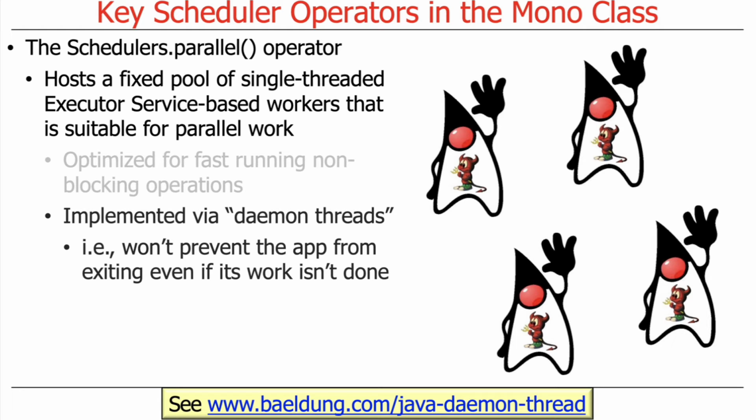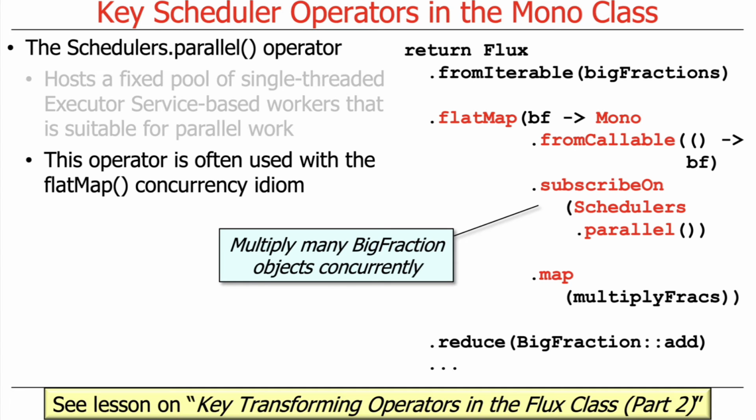Internally, these threads are implemented as daemon threads, which means that the app won't be prevented from exiting even if its work isn't done, even if there's still processing going on. This is important to remember because there are some ways of creating threads using different kinds of schedulers in Project Reactor where you are not creating daemon threads, and therefore you have to shut down the pool explicitly.